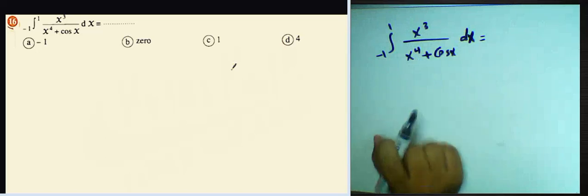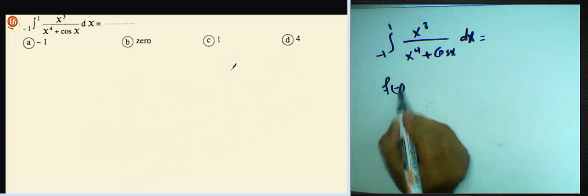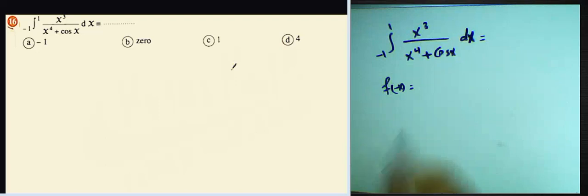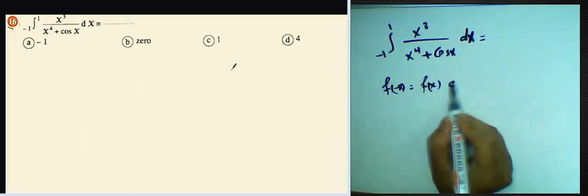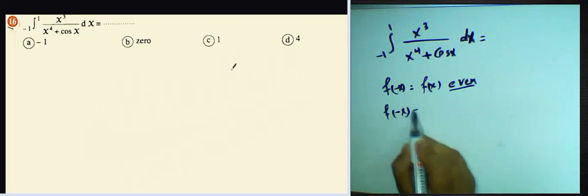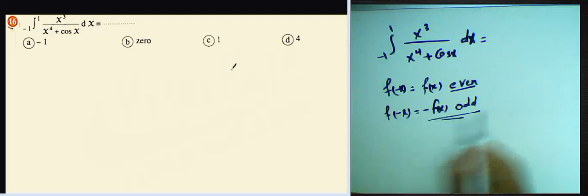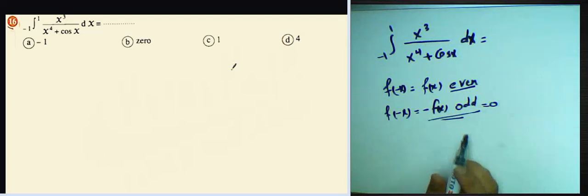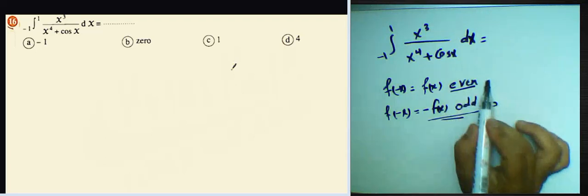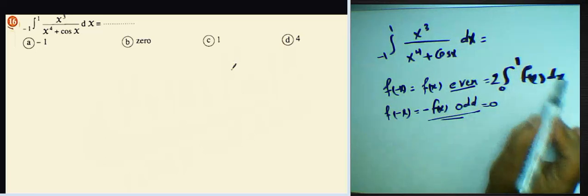Okay, so in this example, first we can write f of negative x. Find f of negative x for this function. If f of negative x equals f of x, then it will be an even function. And if f of negative x equals negative f of x, it will be odd, and the result here will be equal to 0. But if the function is even, the result will be twice the integration from 0 to 1 of this function.